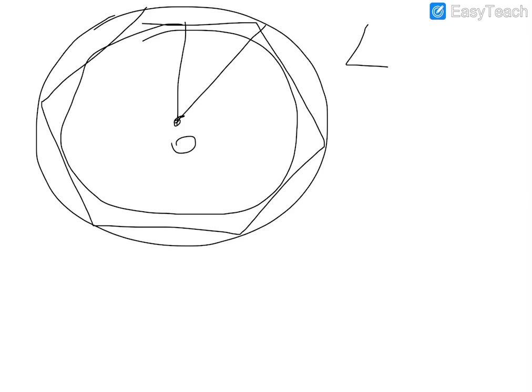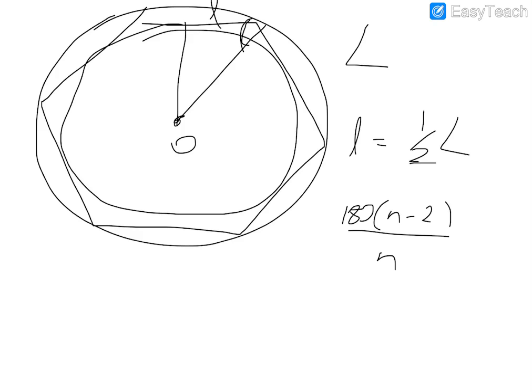Now, how would we find the radius of these circles? Well, we know a few things, actually. We know this angle here. We also know this side here, which is 1/2 L, where this little l is this side here, and big L is this entire side. And we also know the angle here because, if this is a regular polygon, it's equal to 180 times n minus 2 divided by n, because that's the formula.